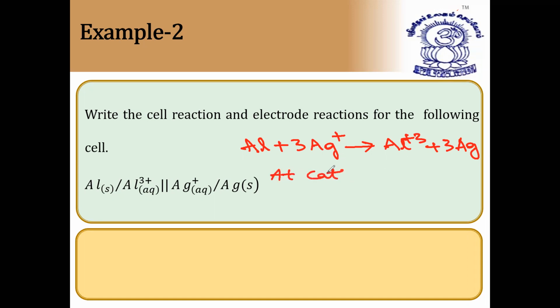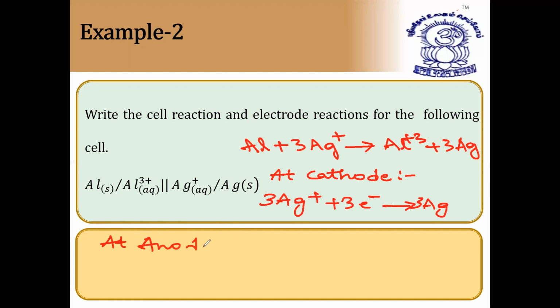So at the cathode, what happens? 3 Ag plus gains 3 electrons and forms 3 Ag. And at the anode, aluminum loses 3 electrons and forms Al 3 plus, because losing means you have to write the electrons on the right hand side, plus 3 electrons. So this is the cell representation, cell reaction, as well as the electrode reactions. I hope it is clear.